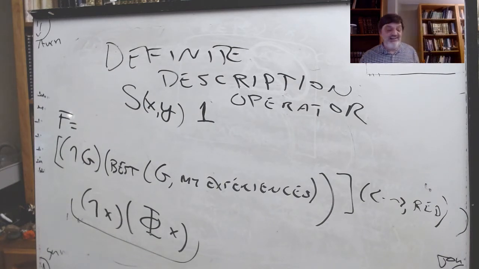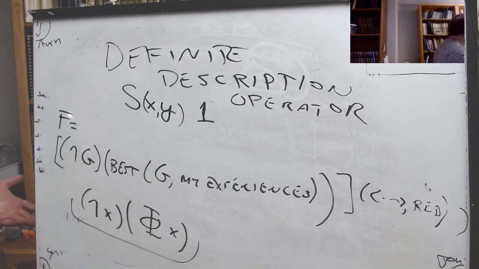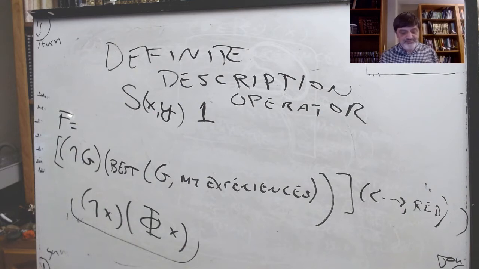But it's also bad if you say something like the present person in France. The present person in France is, that is, the French person is bald. Well, there's lots of French people. So again, it's not clear what this expression would mean, the French person. And so you can't assign a truth value to the proposition.